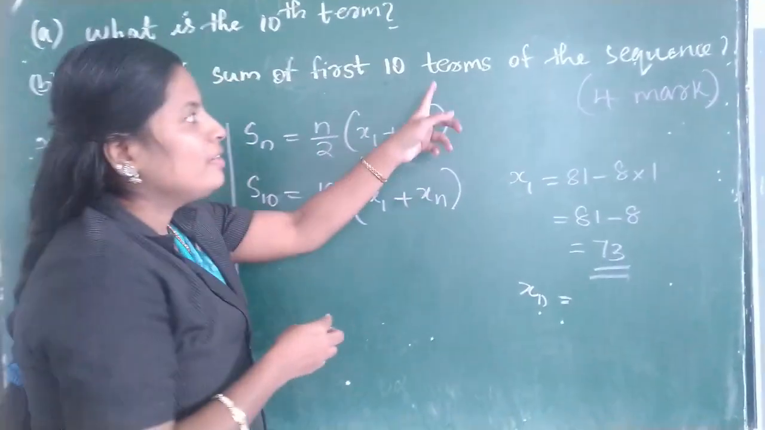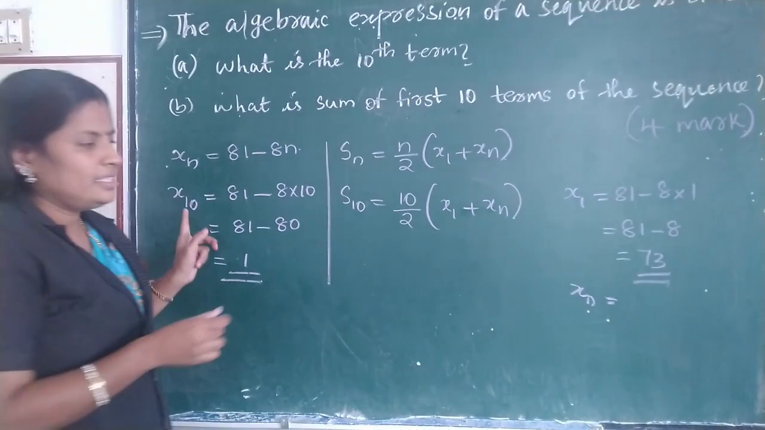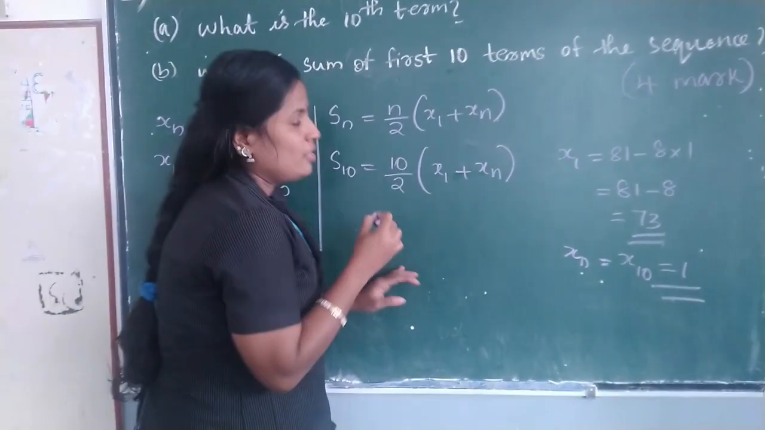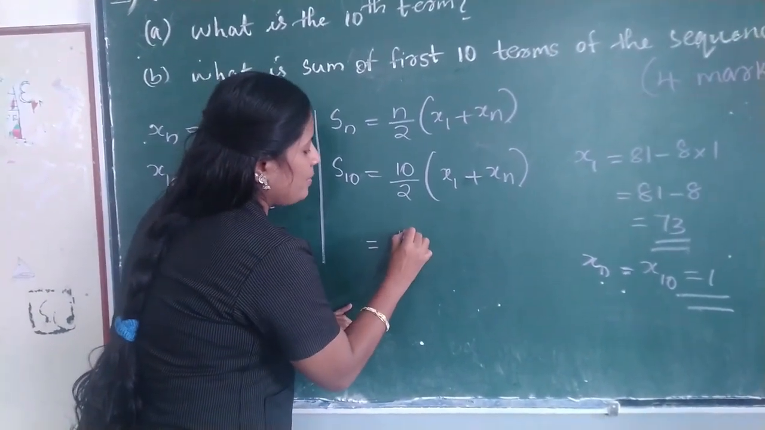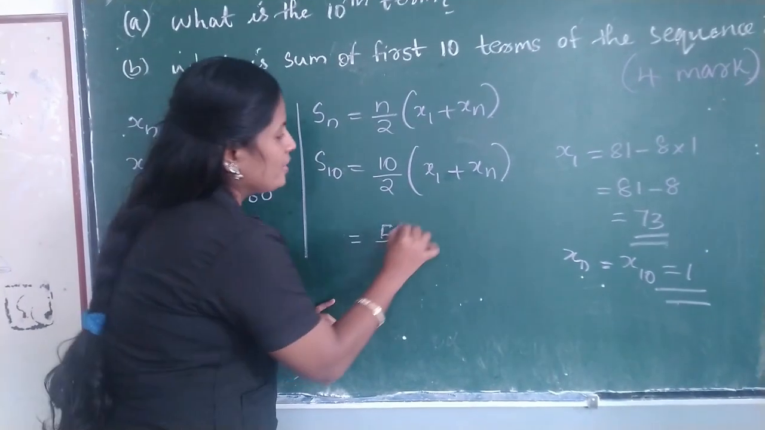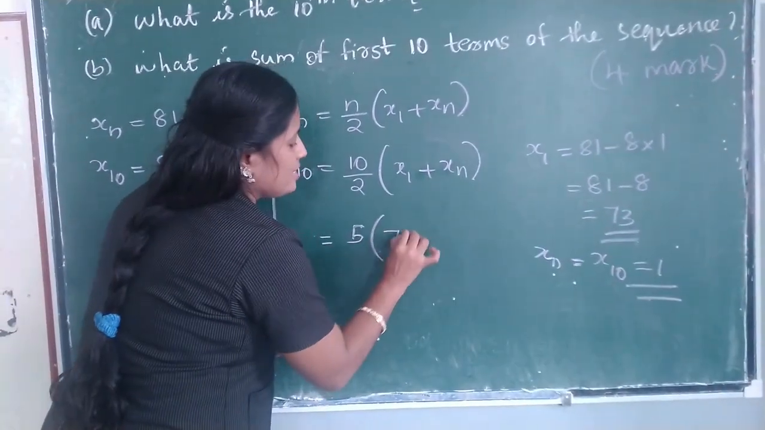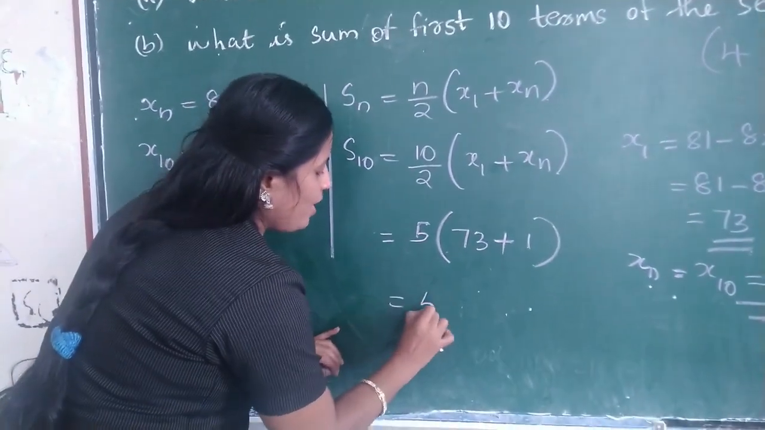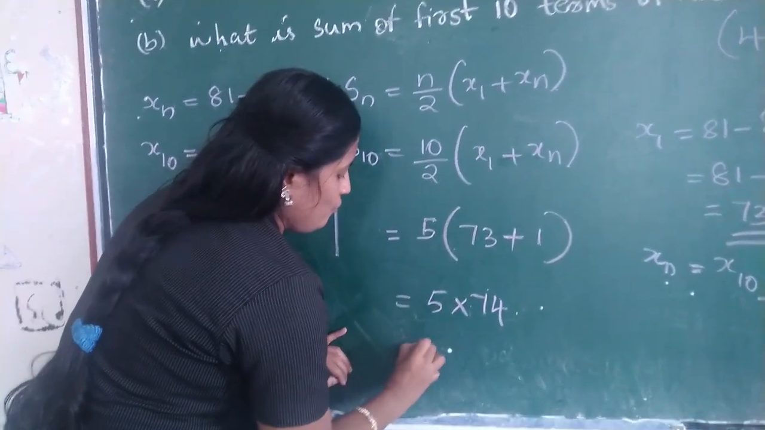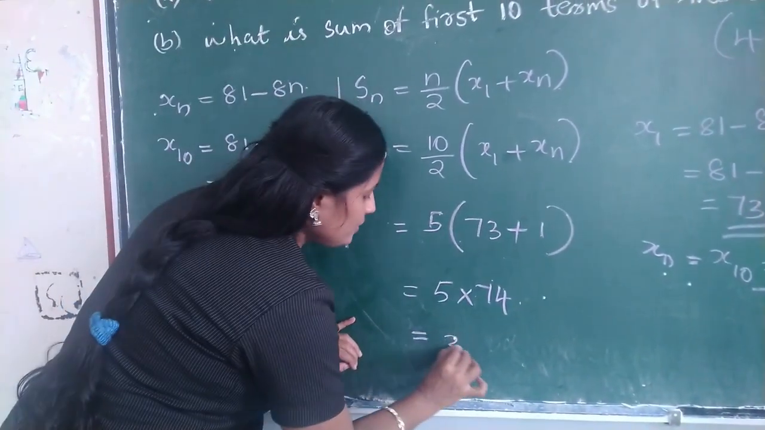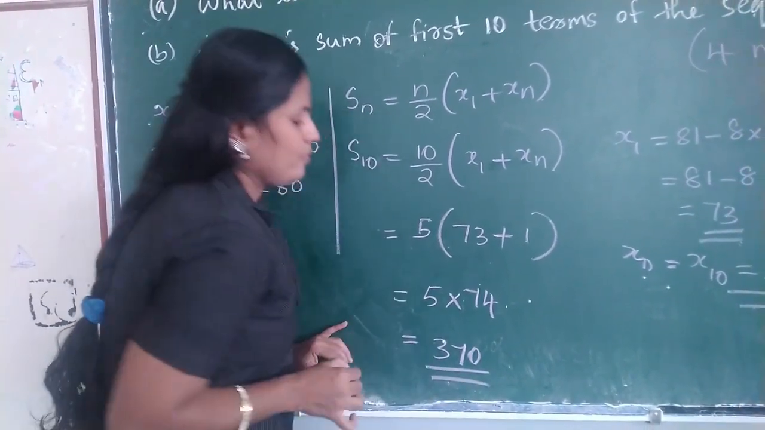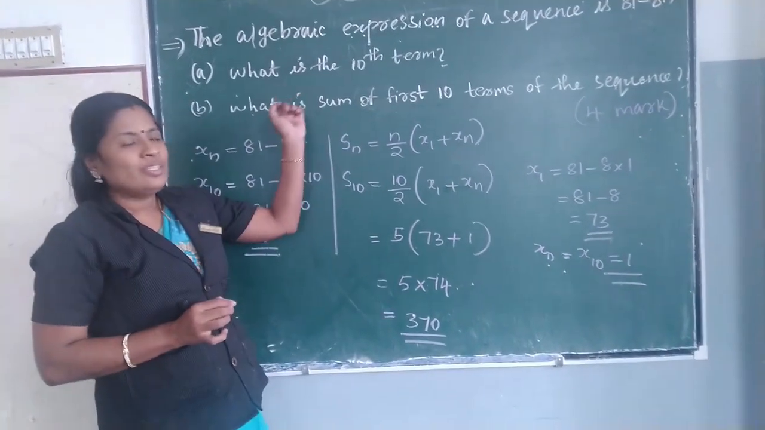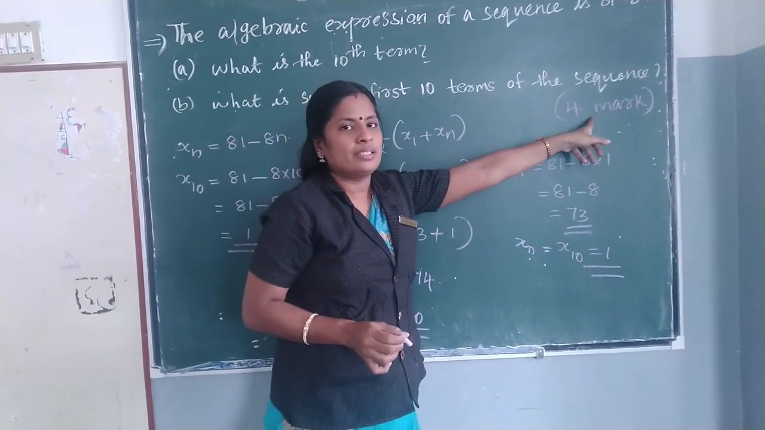So the first term is 73 and the last term is xn. What is xn? That is the 10th term. x10 equals 1. So the sum equals 10 by 2. 10 by 2 is 5. 5 into (x1 plus xn), that is 73 plus 1. So 5 into 74. So what is the answer? 370. The sum of 10 terms of the sequence is 370. So this question carries 4 marks.